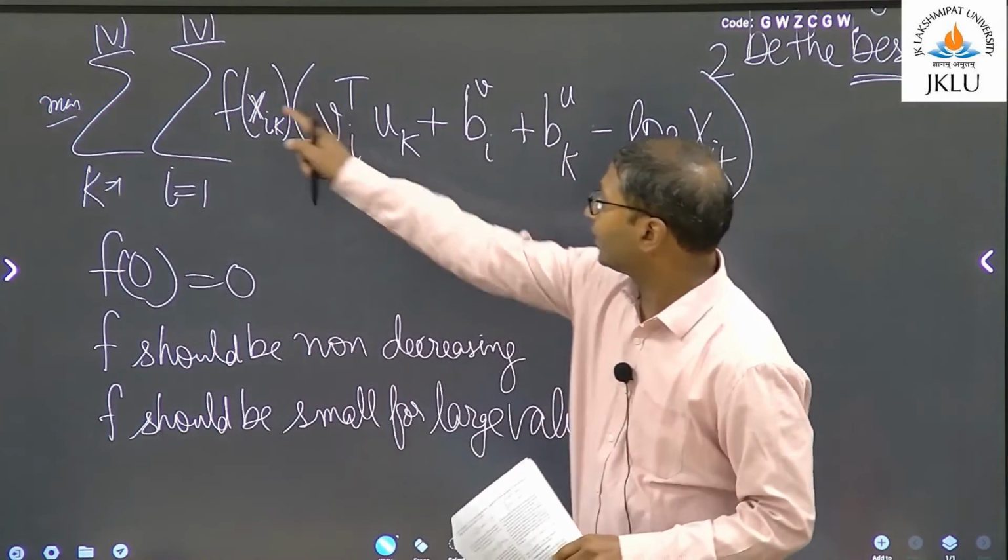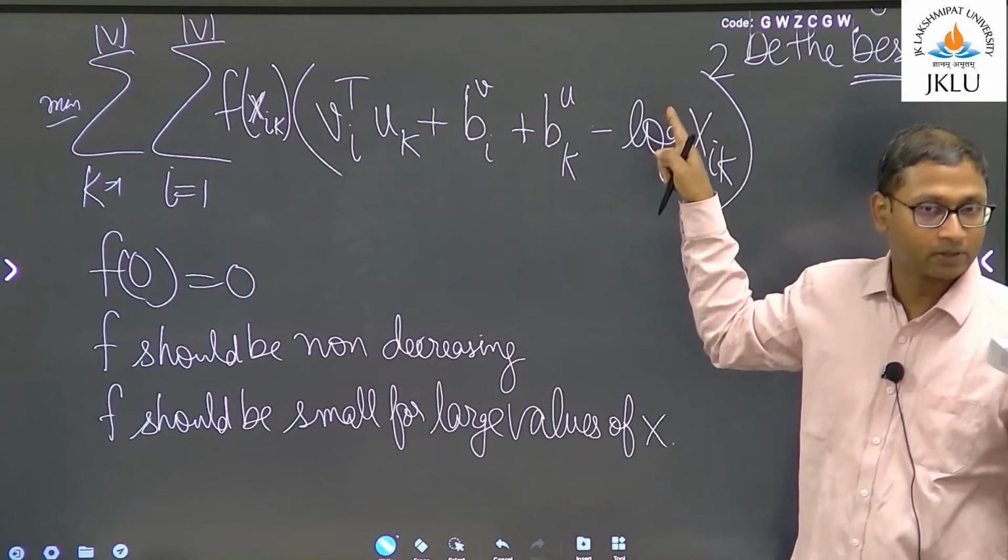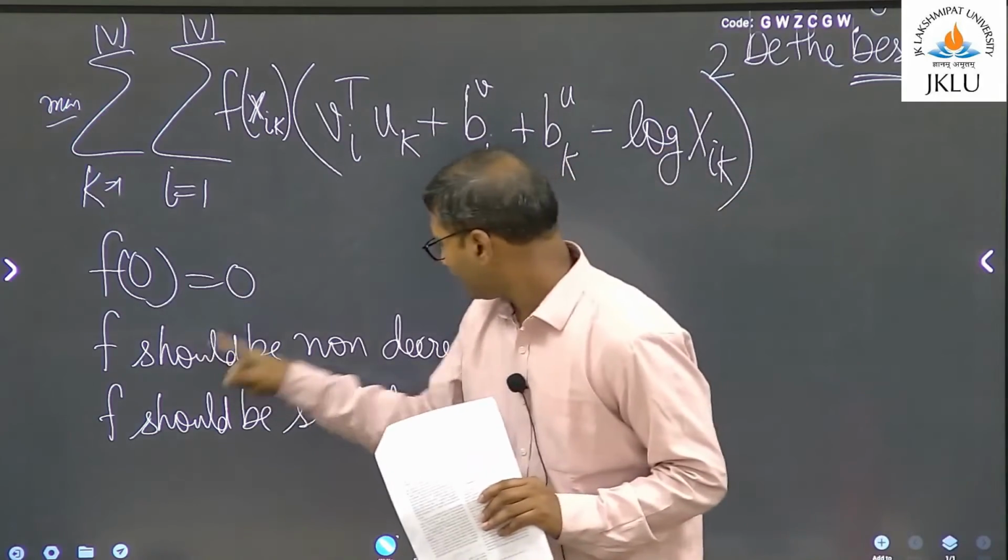So why do we want f of 0 to be 0? Because we don't want this quantity to go up, right? Done. Next, f should be non-decreasing.